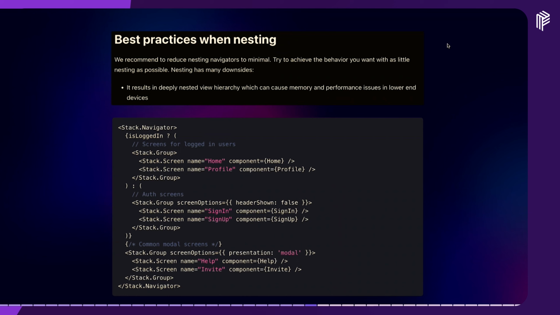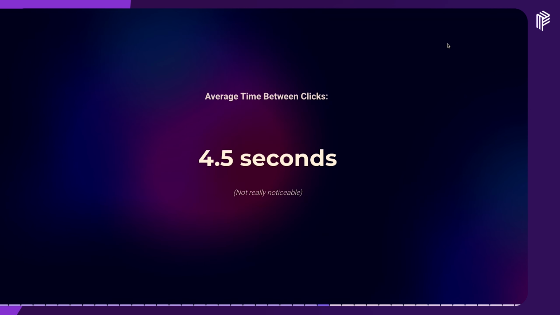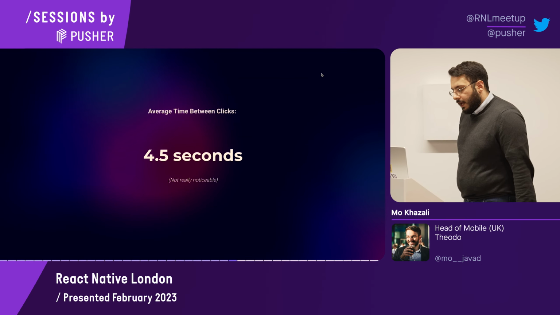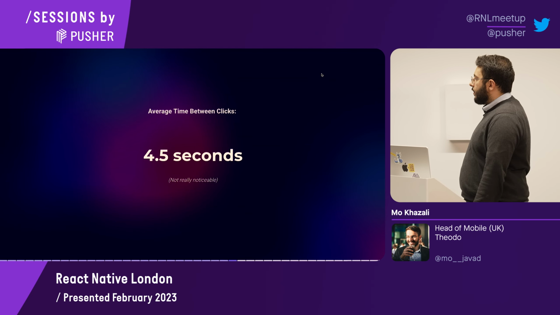All right, so with these changes, with a little bit of tweaks here with React Navigation, what you get is that the average time between clicks actually goes down to 4.5 seconds. Not as exciting as we thought it was going to be, eh? So not really noticeable, but that's fine. We're going to go into our third experiment.